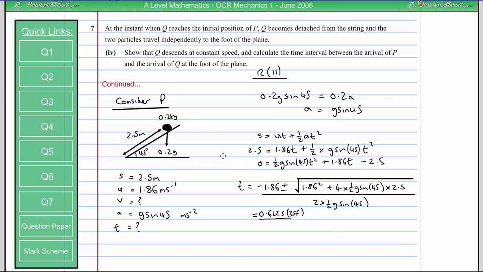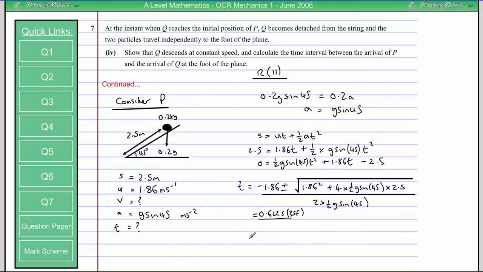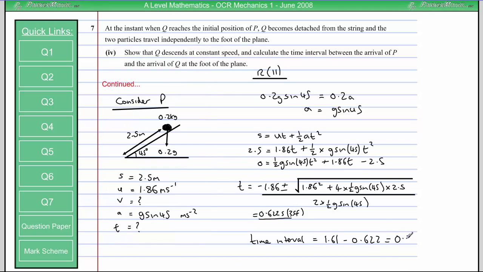However, we've got one thing left to do now, because this is just the time when it reaches the bottom of the slope. We are interested in the time interval between the arrival of P and the arrival of Q. Well, if Q arrives at this time and Q arrives at 1.61 seconds, then the time interval will be 1.61 minus 0.622, which gives us 0.988 to 3 significant figures.